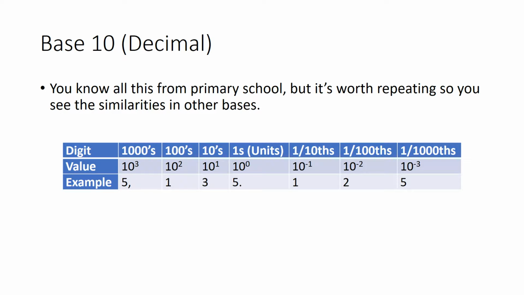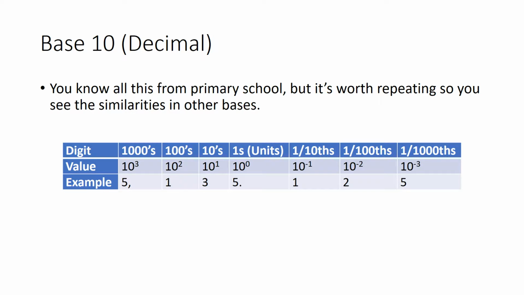All right, let's compare the bases then. So base 10, also called decimal, you know this from primary school, but it's worth repeating so you see the similarities to how we do things in other bases. So each digit has a value. Along the top there you can see the thousands column, the hundreds, the tens, the ones, the tenths, the hundredths, and the thousandths. But you can also write that value as an exponent.